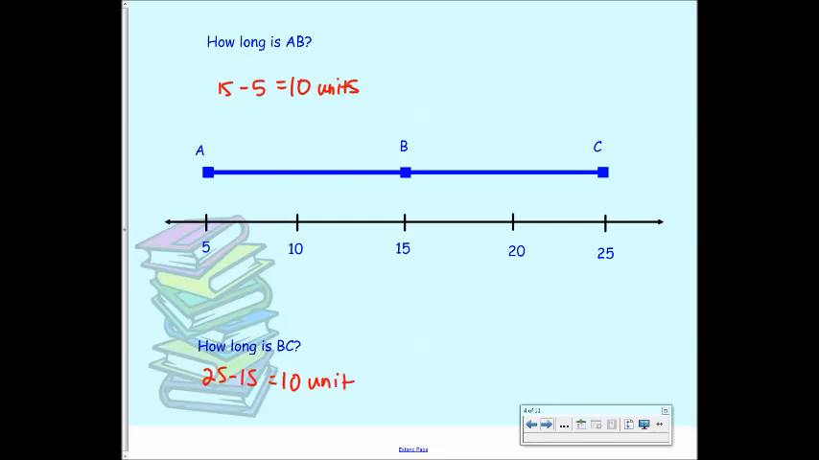So then if I said how long is AC, how long is AC? 20. AC is 20. What could you do to get that? You could either say 25 minus 5 and get 20. Or you know that this one's 10 and this one's 10. So how long is the whole thing? 20. And what are you doing to get that? Adding. Okay, so you're adding together the pieces to get the whole.